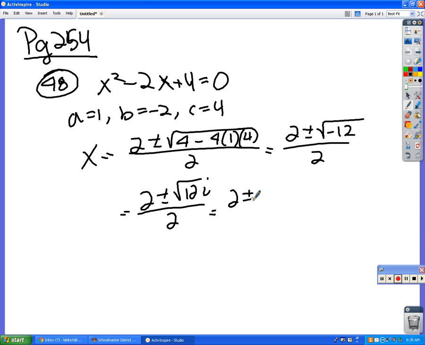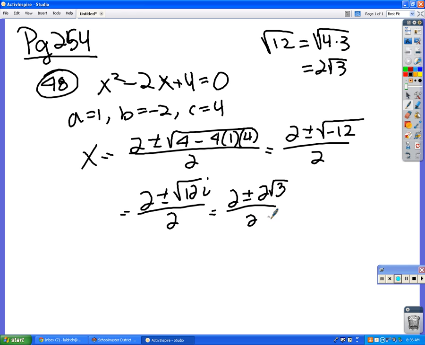And then the last thing we need to do is simplify the square root of 12. The square root of 12 is the same thing as the square root of 4 times 3, so the square root of 4 is 2. The square root of 12 can be simplified to 2 root 3, and that's all over 2. Oh, I left out the i, thank you. Since there's 2's everywhere, all the 2's cancel. So it's 1 plus or minus root 3i.